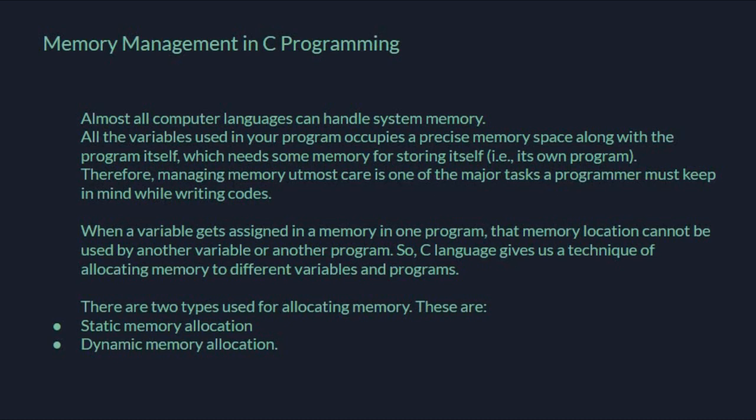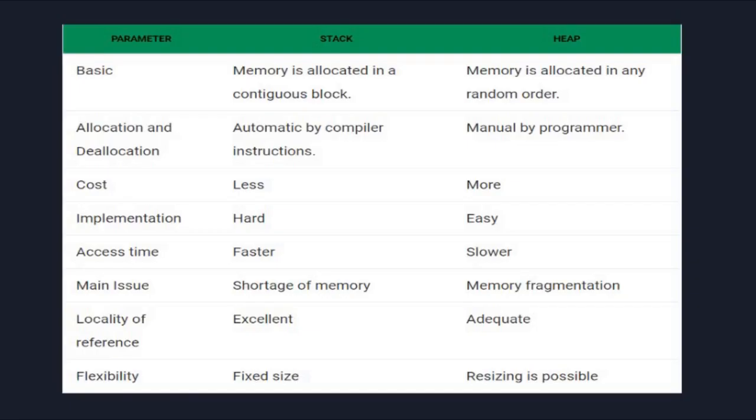Hence, C provides two methods of allocating memory to the variables and programs. They are static memory allocation and dynamic memory allocation. Let us know about these two further. To understand the key differences between static memory allocation and dynamic memory allocation, it is recommended that we know about stack and heap. Stack in simple terms is a segment where the static memory is allocated, and heap is the segment where the programmer allocates memory during the execution of the program.